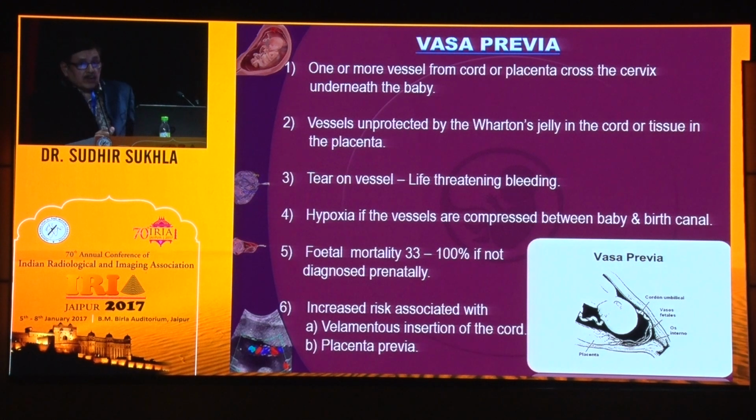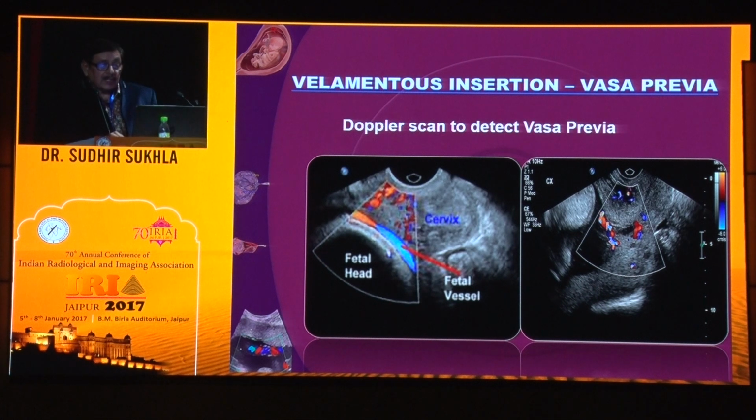Then vasa previa. This is also very, very important. When one or more vessels from the cord or placenta cross the cervix, they are unprotected, they might tear, they might get compressed and bleed, and it must be diagnosed prenatally, otherwise the mortality can be 33 to 100%. It is associated mostly with placenta previa and velamentous insertion. Here is a picture, you are seeing a velamentous cord, an unprotected cord with vasa previa. This is a serious situation.